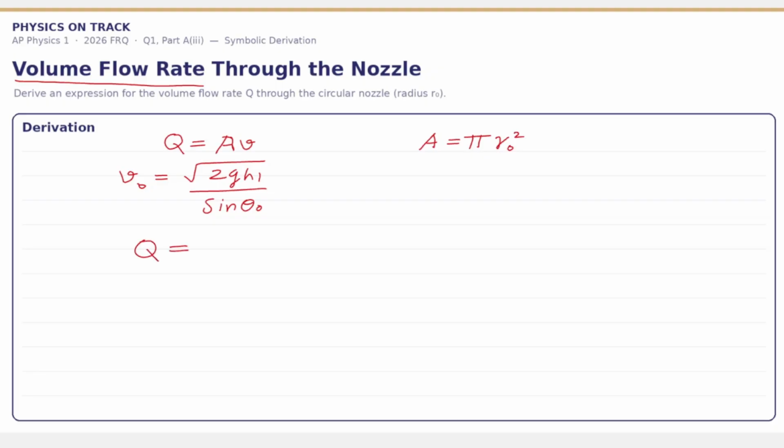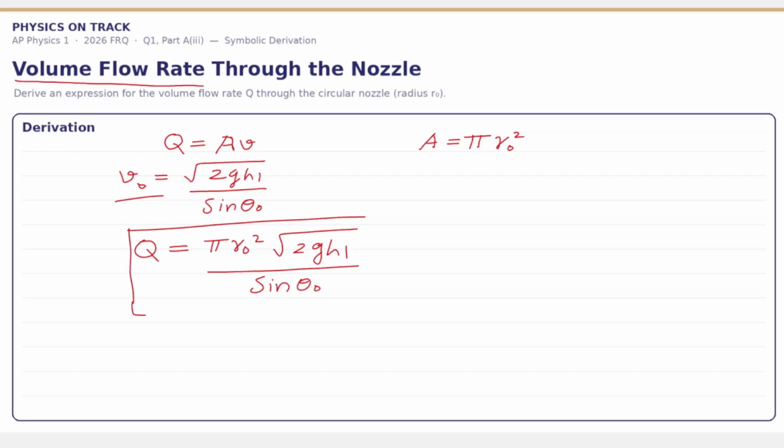Volume flow rate is area times the velocity. Area is pi times r0 square times the velocity you got in part A2, which is square root of 2gh1 divided by sine theta 0. So that is our answer. And then you can also check if it's only having the variables allowed in this expression. So the expression can have theta 0, which is right here, can have h1, r0, and physical constants, so we can have g in it. So this is the correct expression you find for the volume flow rate.